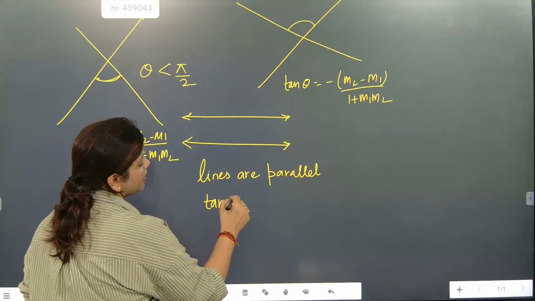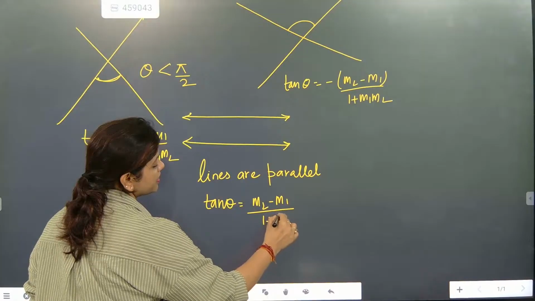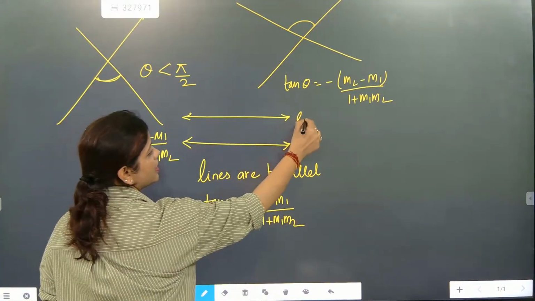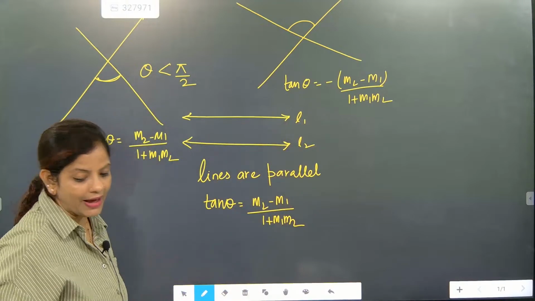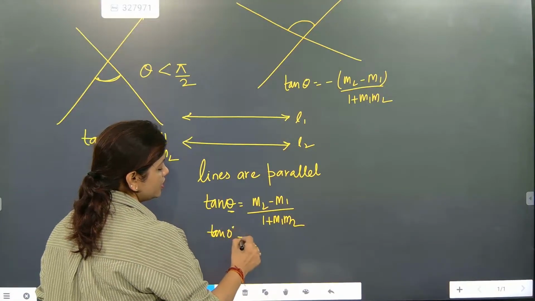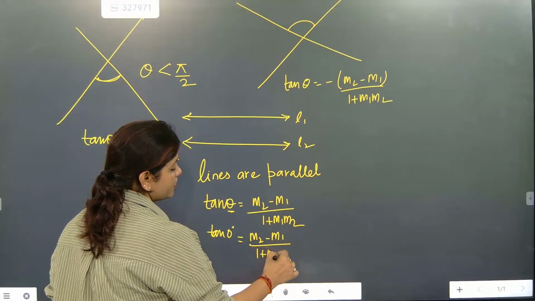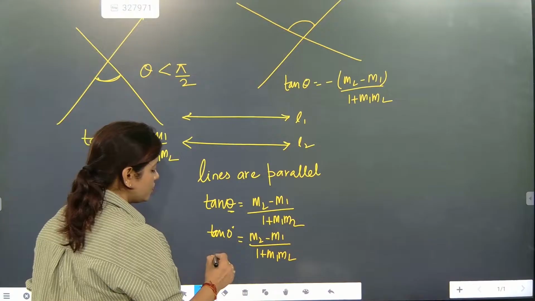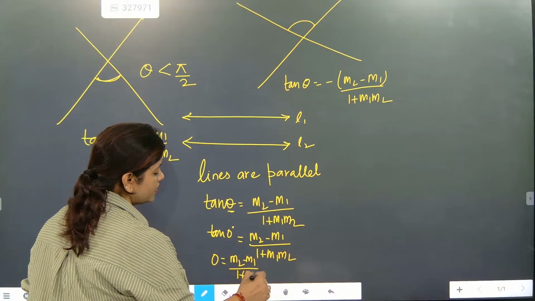Tan theta is equal to (m2 minus m1) by (1 plus m1 into m2). Now, the angle subtended between them, because the line L1 is parallel to L2. So since the lines are parallel, at that particular moment the angle theta will become 0. So tan 0 degree is equal to (m2 minus m1) by (1 plus m1 into m2). Now beta, tan 0 will become 0 only. So here 0 is equal to (m2 minus m1) by (1 plus m1 into m2).